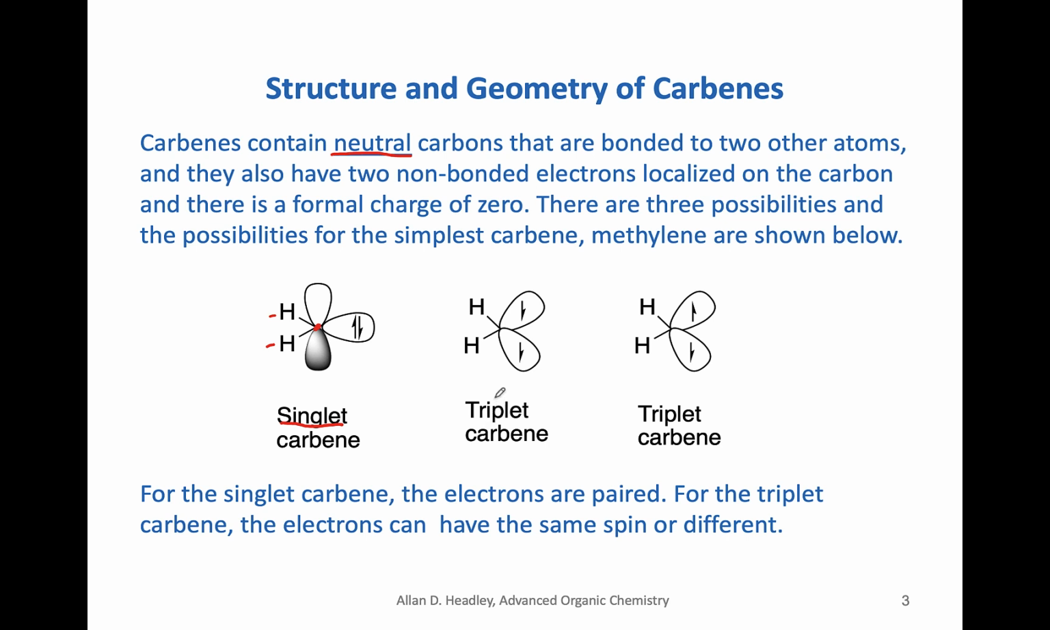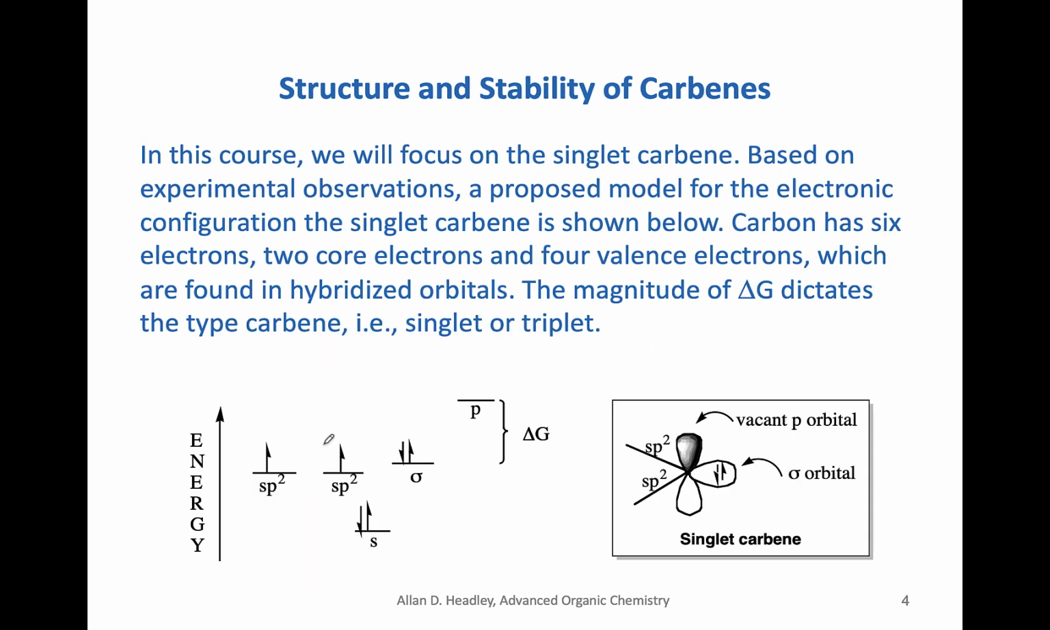As you can imagine, the triplet carbene has the two electrons in two different orbitals. Notice here that the electrons can have opposite spins or similar spins. So here they have similar spins and here they have opposite spins. So these are essentially two types of carbenes, the singlet and the triplet, but the triplet has two possibilities. For our study, however, we will concentrate only on the singlet. So in this course, we will concentrate only on the singlet carbene.